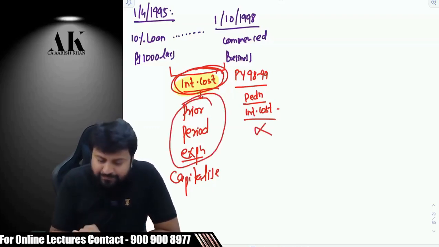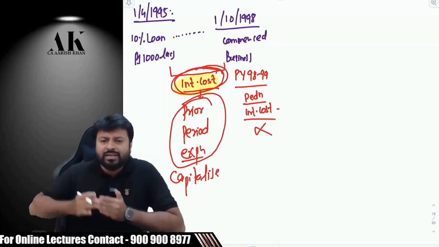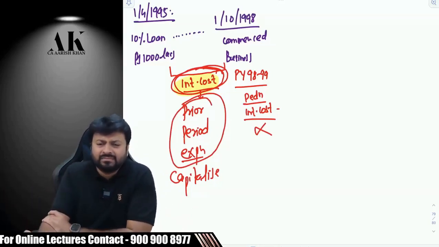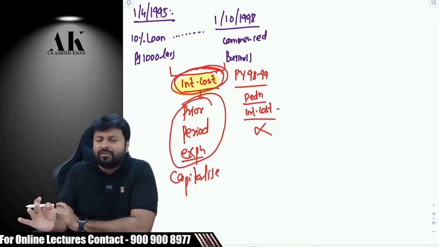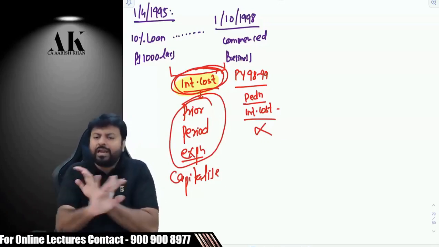Therefore, can I capitalize this interest cost to the cost of the asset? Because this interest cost is inextricably, I can say, closely linked to the asset. Therefore, you can capitalize and you can take the benefit in the form of what? Depreciation. We will not directly allow you. Okay.